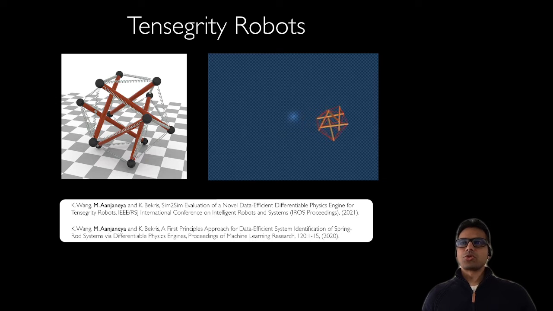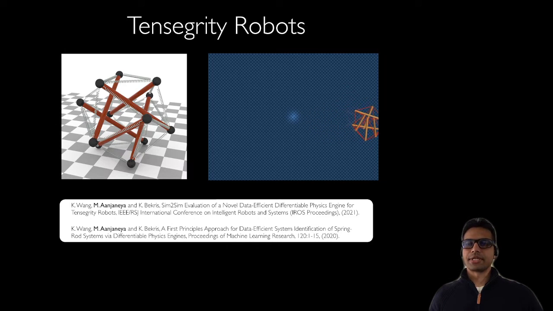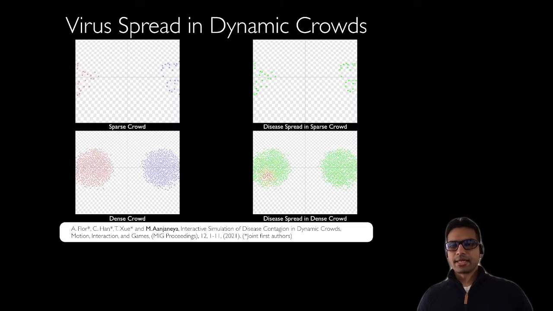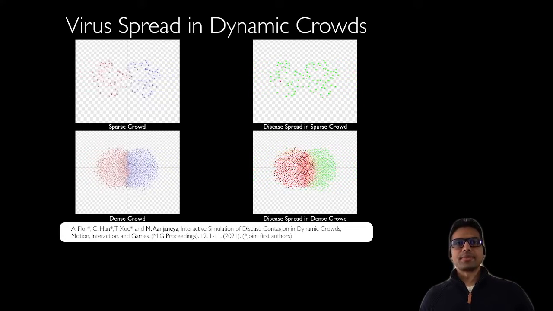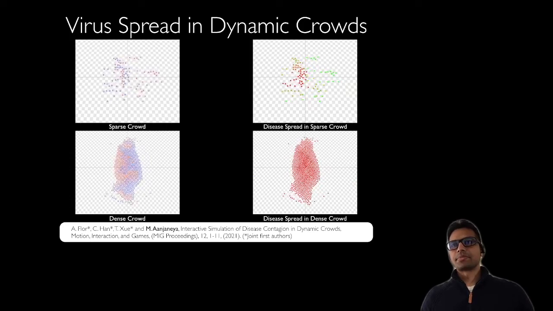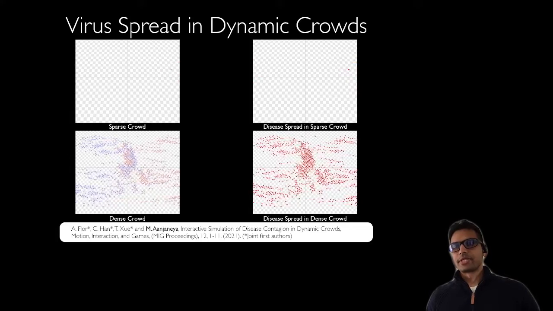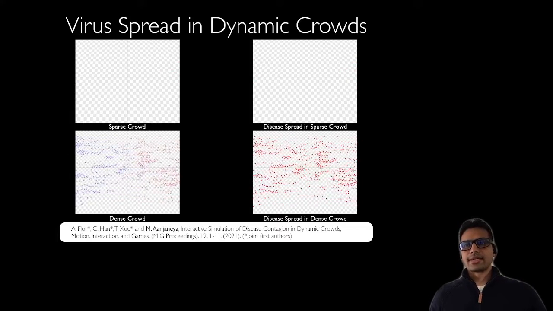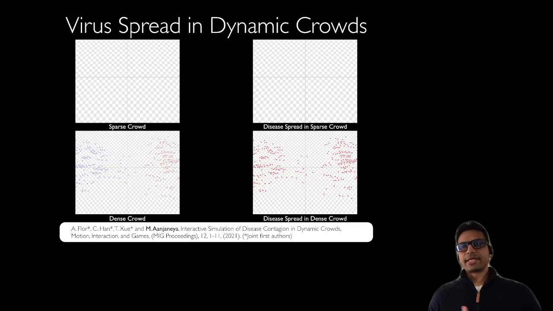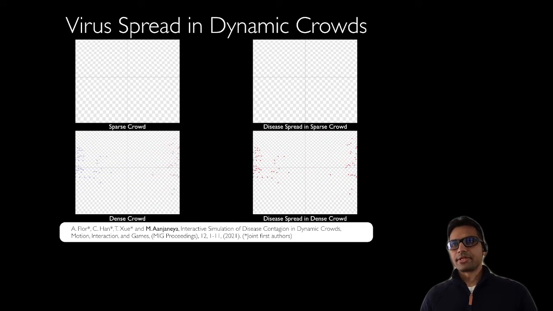Then simulation tools are also of value for motion planning in robotics, particularly for robotic platforms such as the Tensegrity platform shown here that has a very high number of degrees of freedom. And finally, simulation also has importance for predicting disease spread in dynamic crowds. So this was our attempt to model COVID spread in open crowds. And this is a very recent work coming out of my lab. So please feel free to check my website for more details.